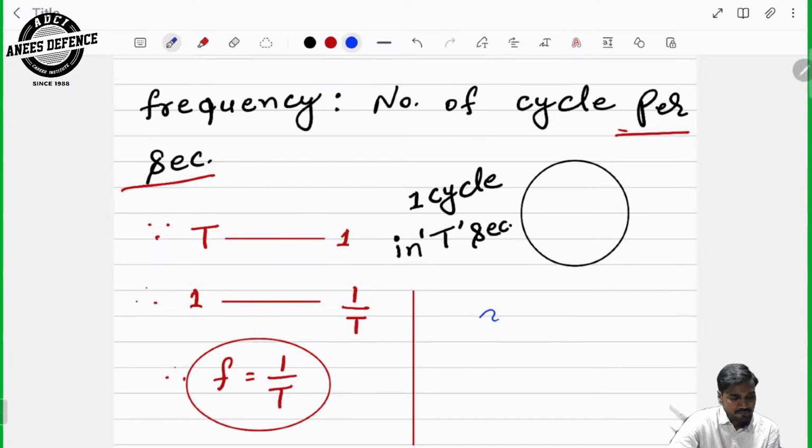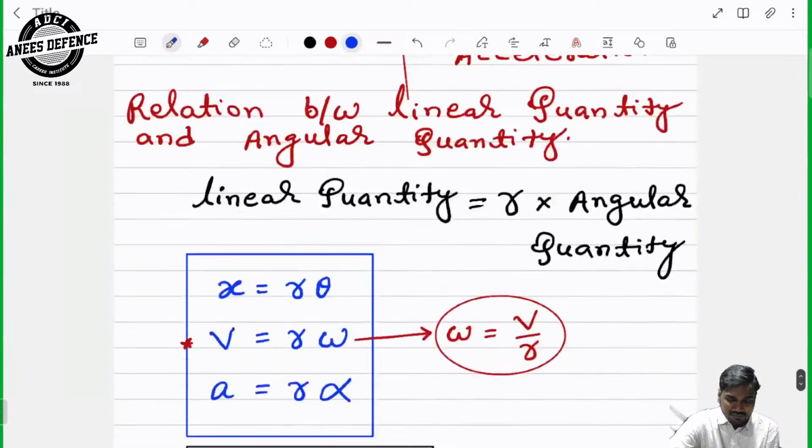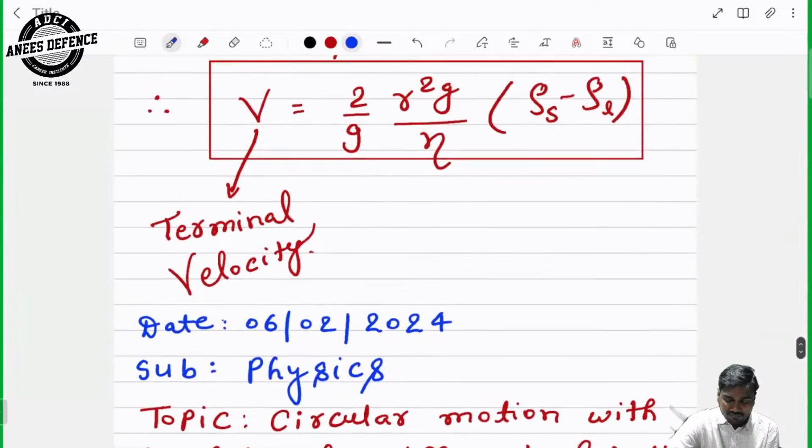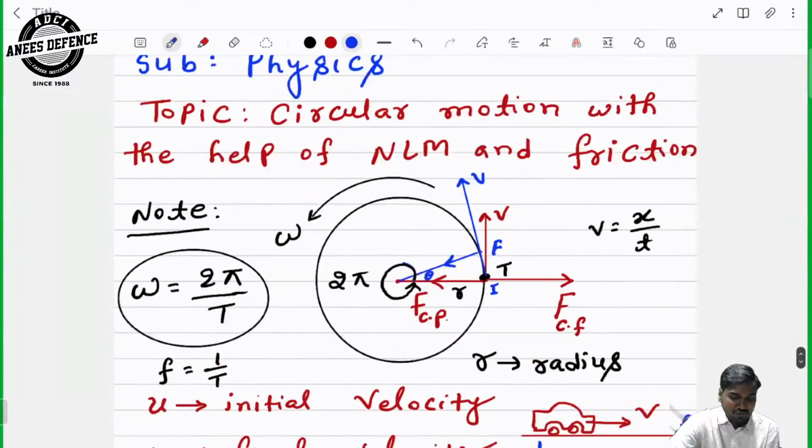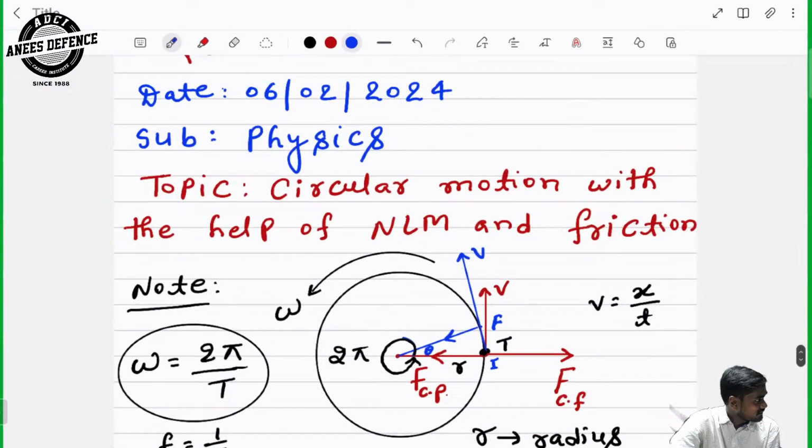Noted? Listen. Actually, we are learning some basics so that this topic can be completed easily, right?